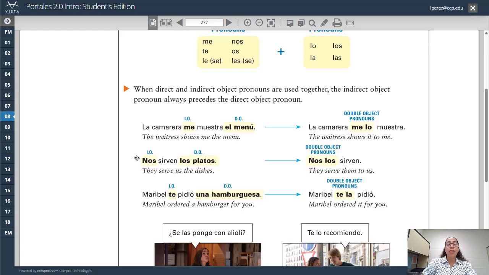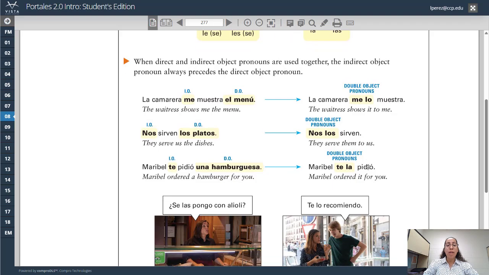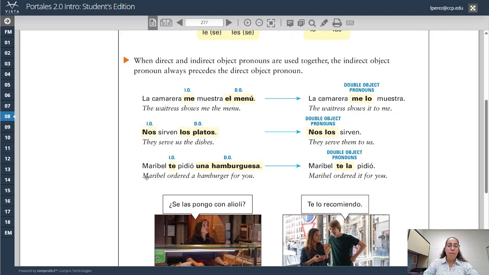Nos is the indirect. You have to understand the sentence to know how this is functioning, whether nos or me, for example, is a direct or an indirect. It takes understanding the verb and then the direct object and then the indirect object. You can reduce los platos to los, and you can say nos los sirven as you continue through your conversation. These often appear in conversations.